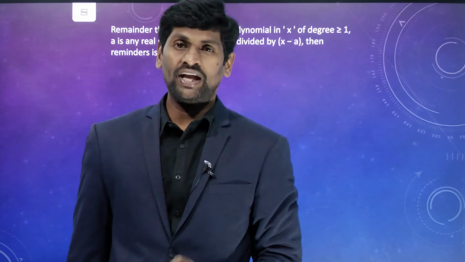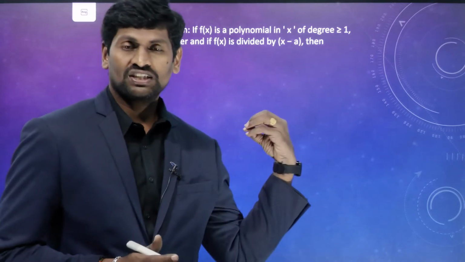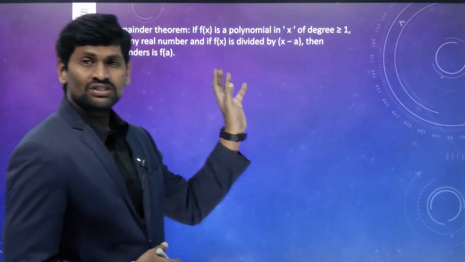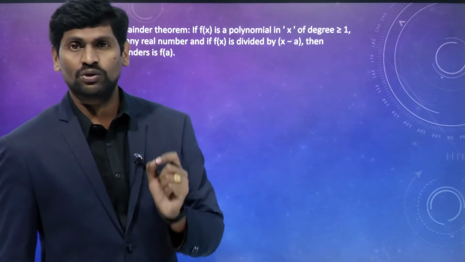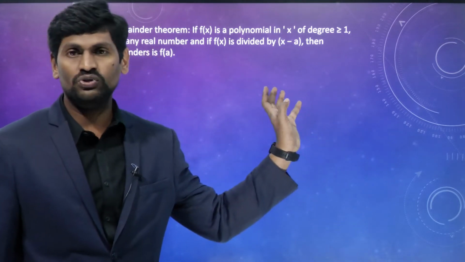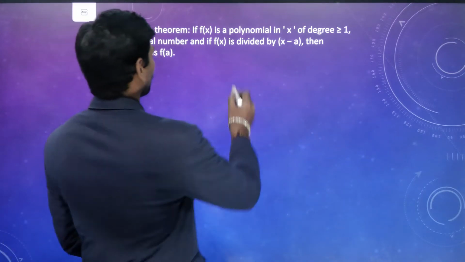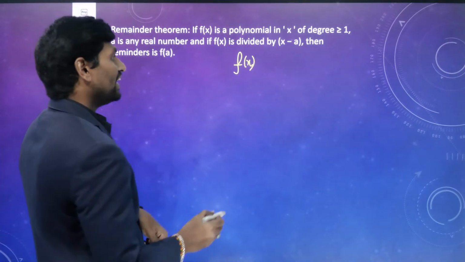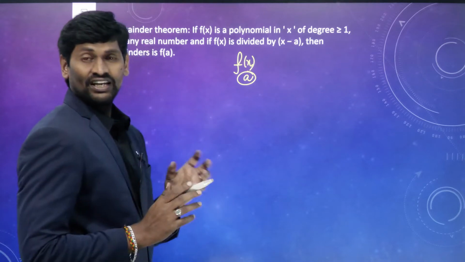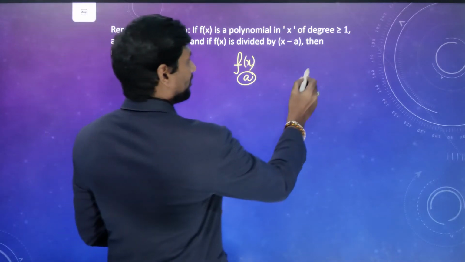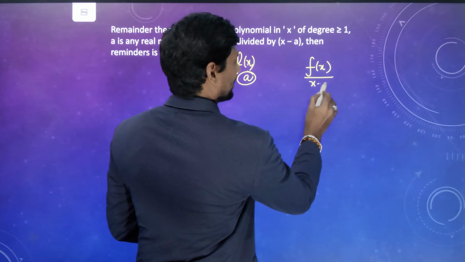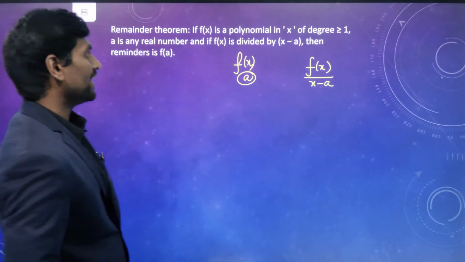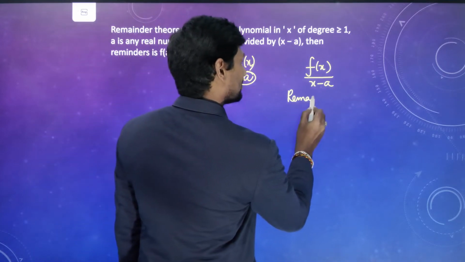Now, remainder theorem and factor theorem, very, very important. By using this remainder theorem, we can directly identify the remainder. The remainder theorem says: f of x is a polynomial whose degree is greater than or equal to 1, and a is any real number. If f of x is divided by x minus a, a linear polynomial, then the remainder is f of a.